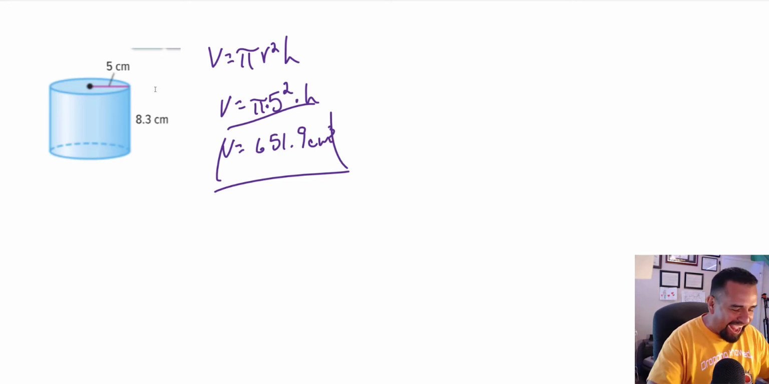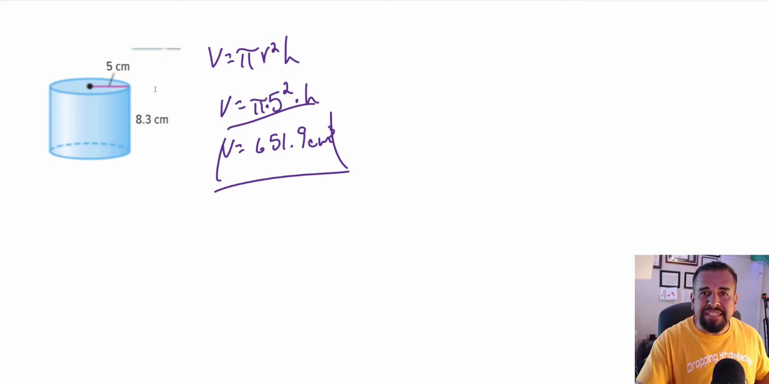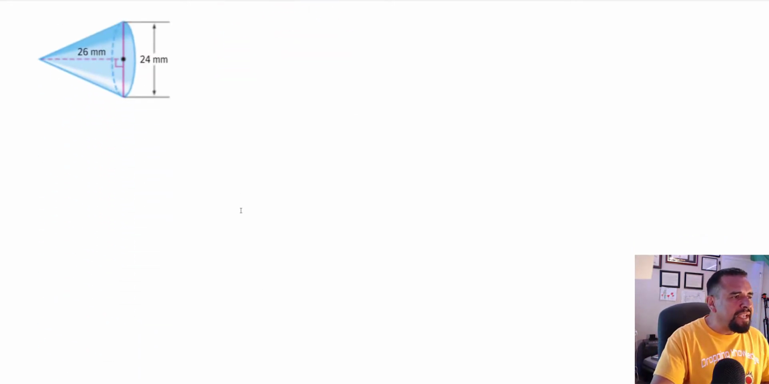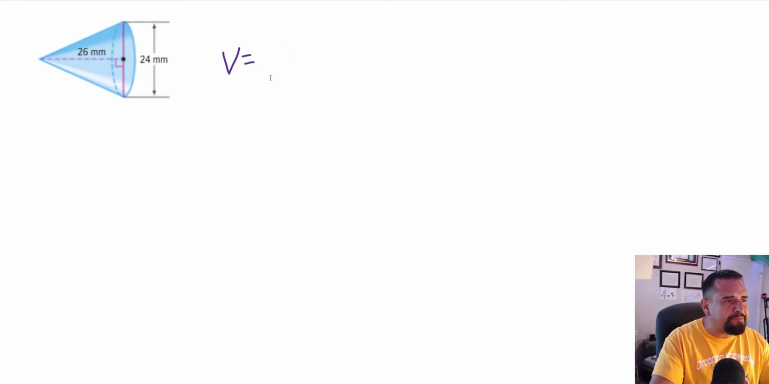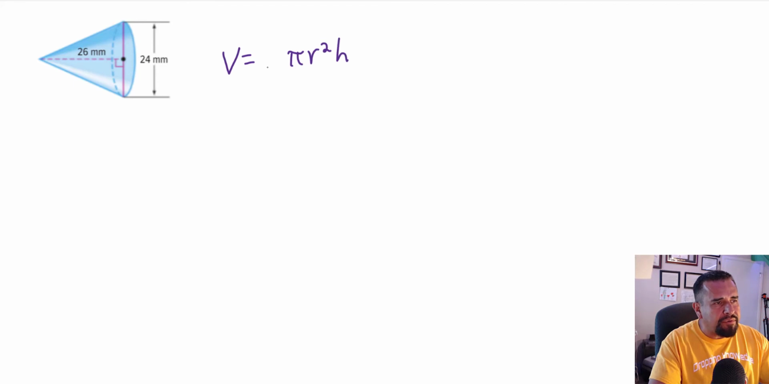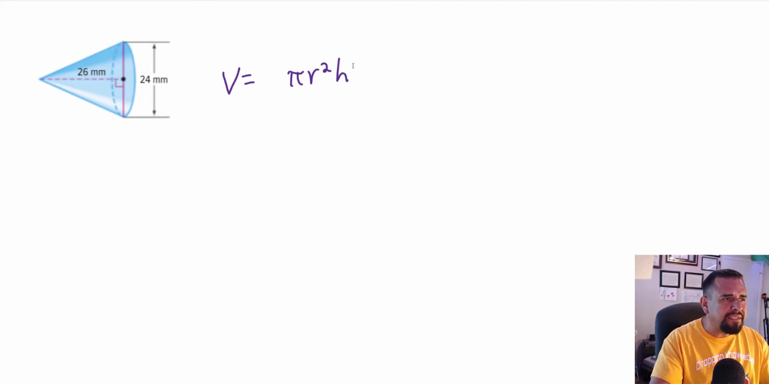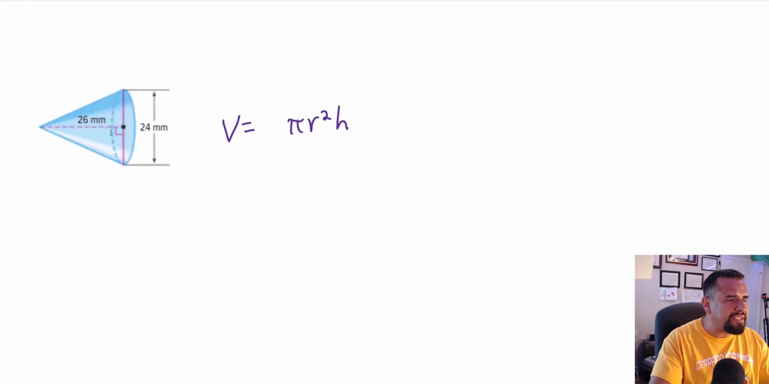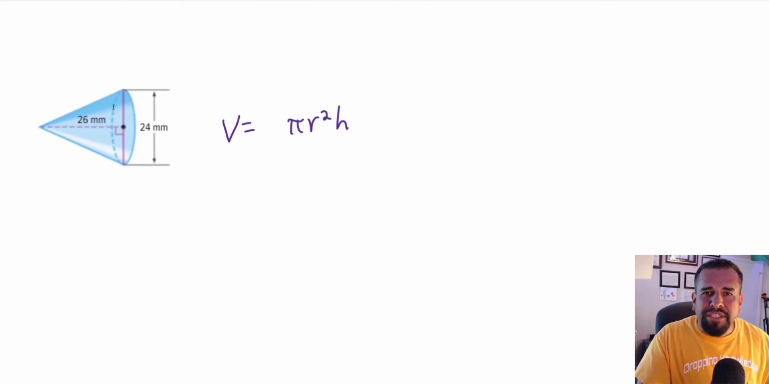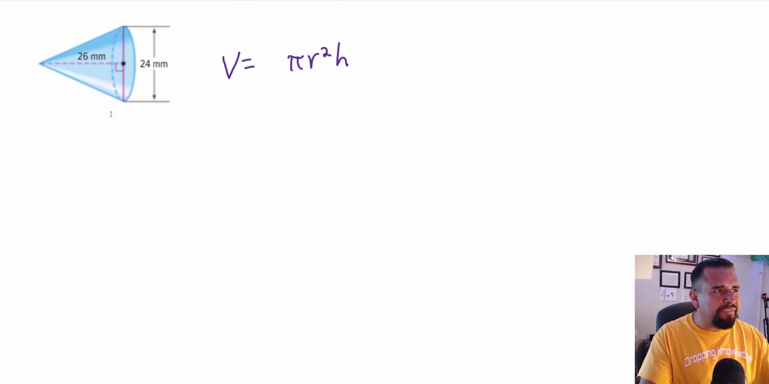All right, next thing, let's go find some volume of cones. I want you to pay attention here. My formula: we're still finding volume, so volume equals. Notice, I want to give myself some space here. Give yourself some space, I'll show you why. I want you to write down pi r squared h. Wait, what? Isn't that the same thing as this? But this isn't the same shape. This is a cone. The question is, how many cones can I get out of a cylinder?